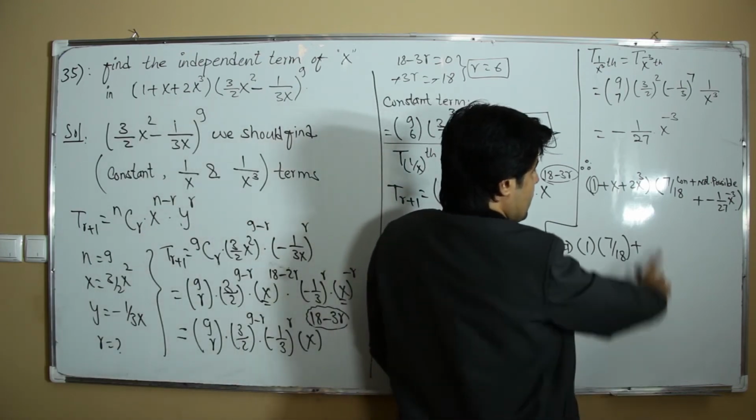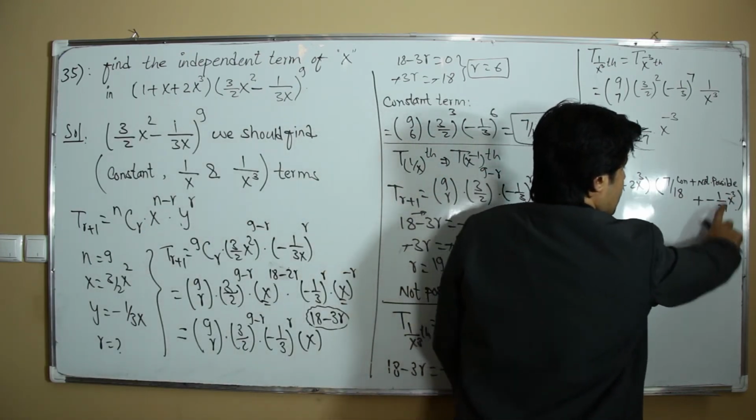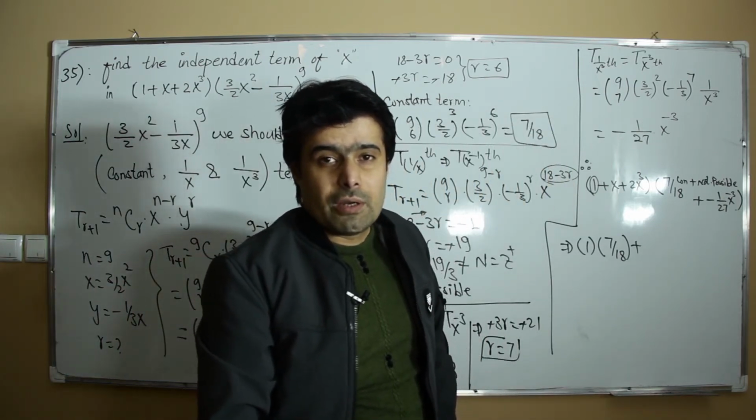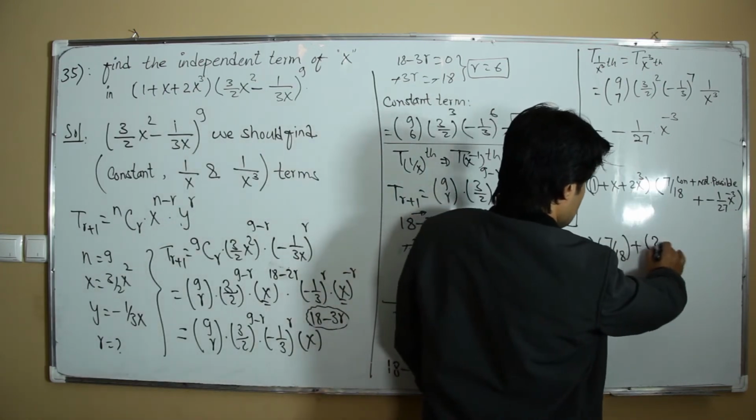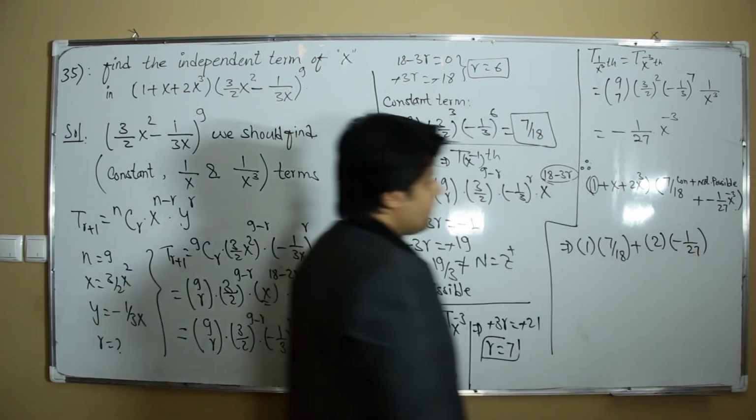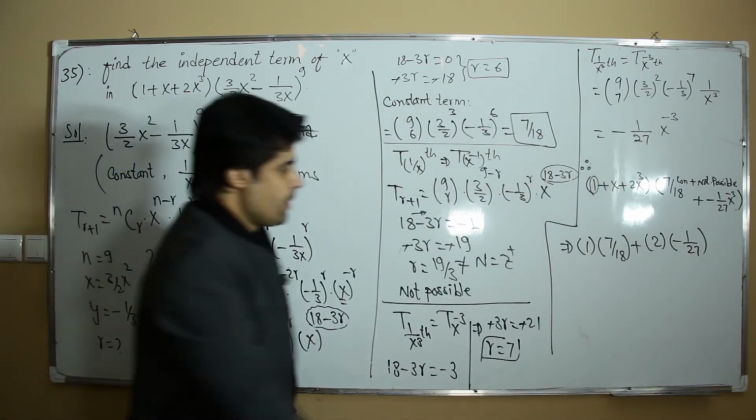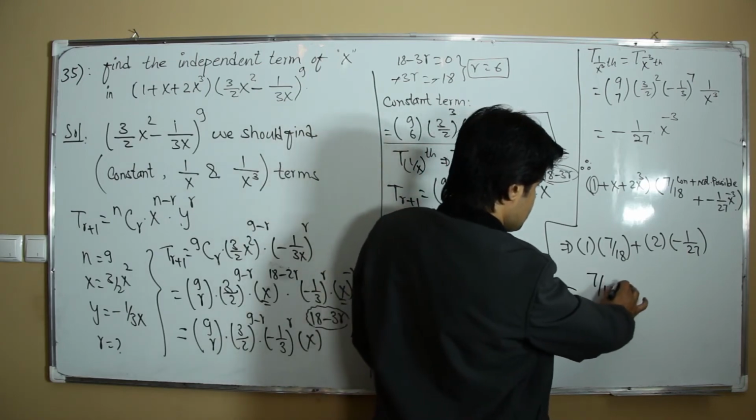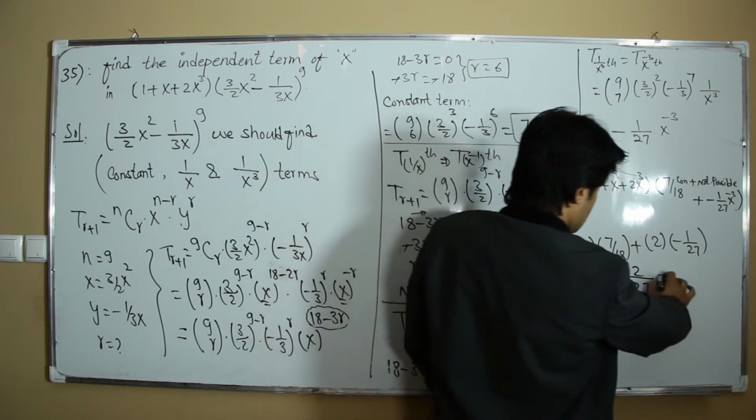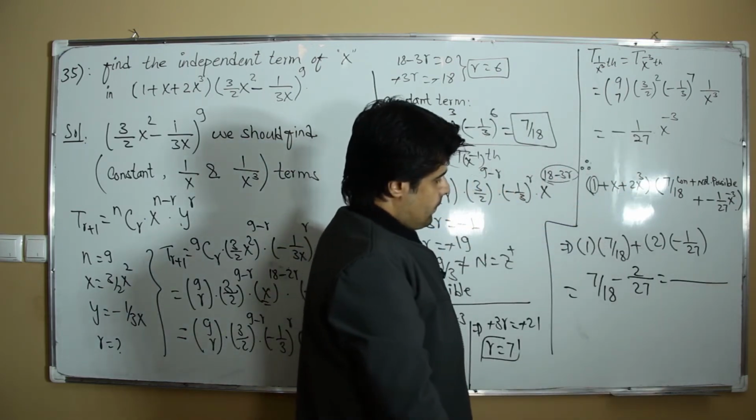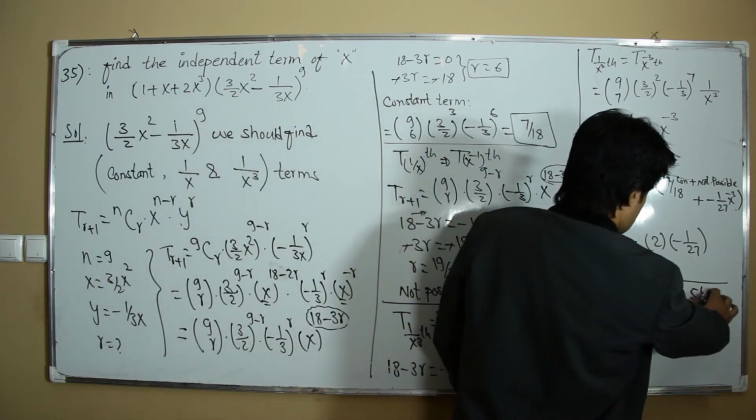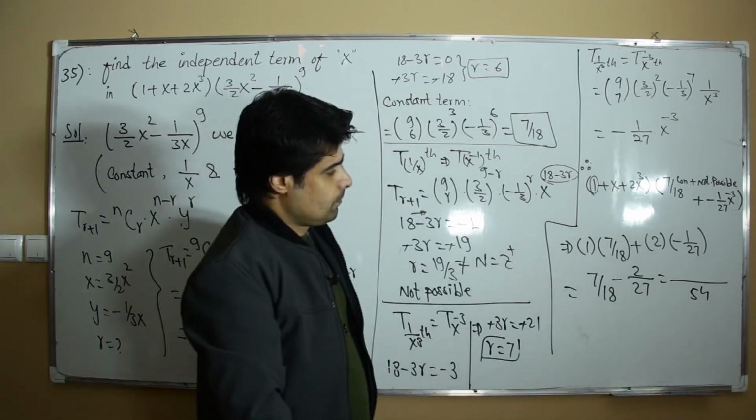And the next one, x cubed should be multiplied with x to the power minus 3, and you will find what? You will find a term which is free of the x. I mean, this 2 should be multiplied with the minus 1 divided by 27. Now, you have 7 divided by 18 plus minus 2 divided by 27. Now, you will take the denominator for both of them, 54. Am I right?